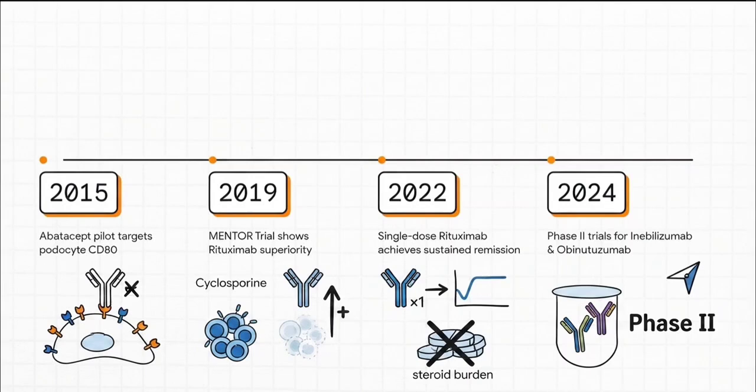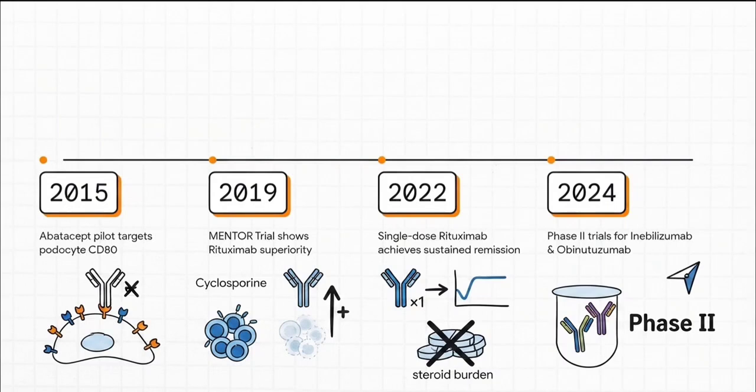Well, the evidence in nephrology has evolved incredibly fast over the last decade. Back in 2015, we got pilot data for abatacept, which directly targets that podocyte CD80 overexpression we talked about. Then 2019 brought a massive shift with the Mentor trial. That trial proved that rituximab, a B-cell depleting antibody, was actually superior to cyclosporine for maintaining long-term remission in adults. By 2022, studies were showing that even a single dose of rituximab could achieve sustained remission, which just drastically reduces the steroid burden on these patients.